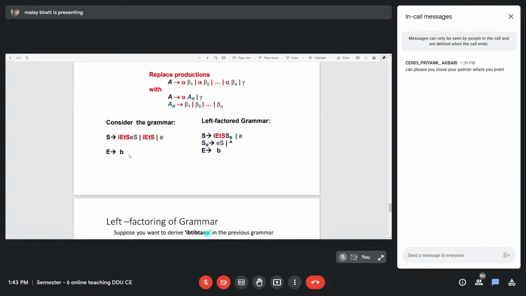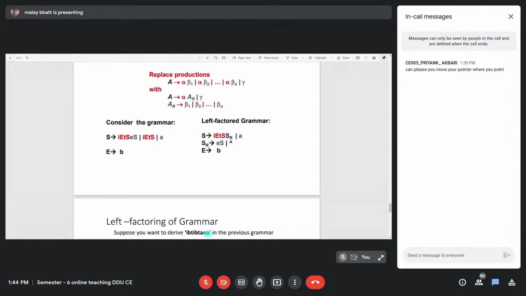So again, you can see here that if you match this with our general template of left factored grammar, then our alpha is IETS. IETS is the alpha. It is common between the first two rules. Then, as you can see, that the beta 1 is ES.